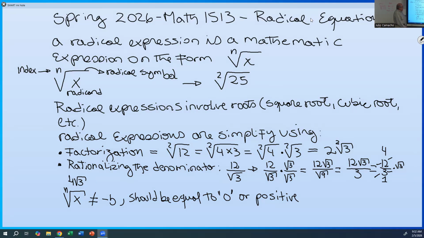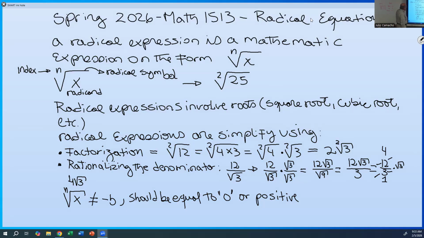In this case it will be the nth root of x, because it could be any root: the cubic root, the fourth root, the fifth root. A radical expression is composed of three parts. The n is your index. Normally it is the square root, the cubic root, the fourth, the fifth root.